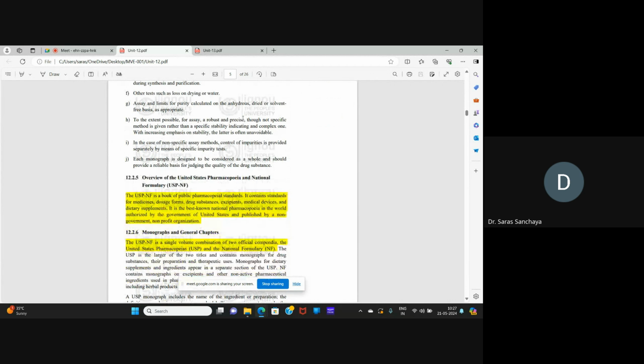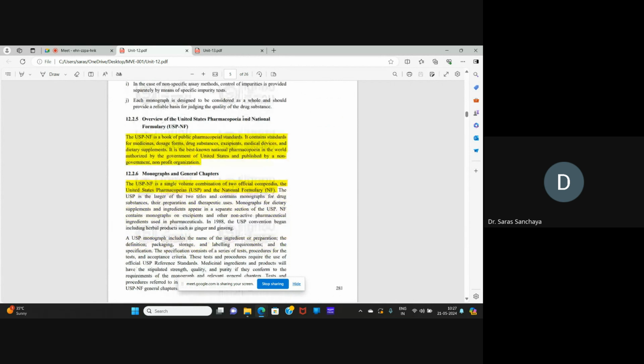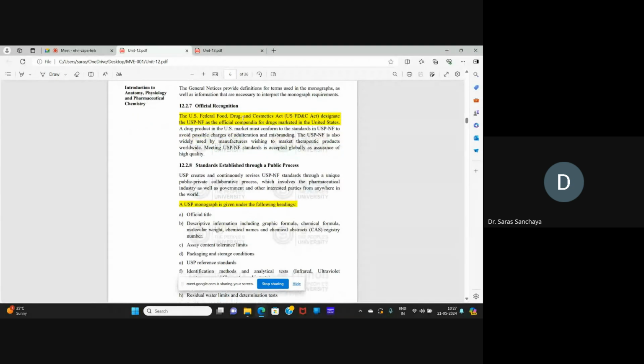Then an overview of United States Pharmacopoeia and National Formulary. The United States Pharmacopoeia and National Formulary is a book of public pharmacopoeial standards. It contains standards for medicines, dosage forms, drug substances, excipients, medical devices, and dietary supplements. It is the best known national pharmacopoeia in the world, authorized by the government of United States and published by a non-government, non-profit organization. Now, monographs and general chapters. The USPNF is a single volume combination of two official compendia, the United States Pharmacopoeia and National Formulary. Then official recognition. The US Federal Food, Drug and Cosmetic Act designates the USPNF as the official compendia for the drugs marketed in the United States.